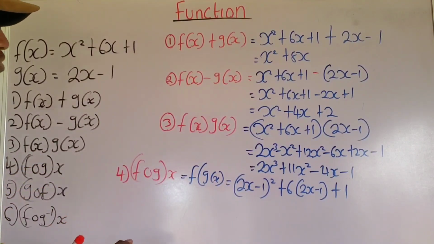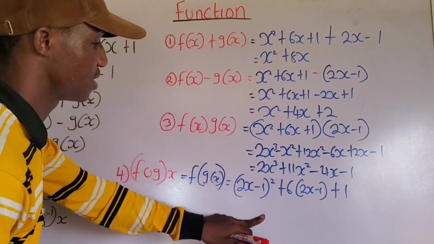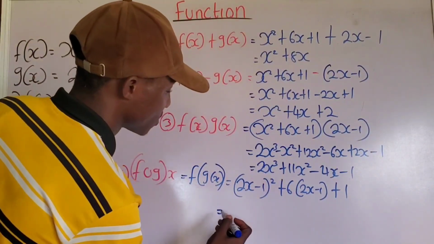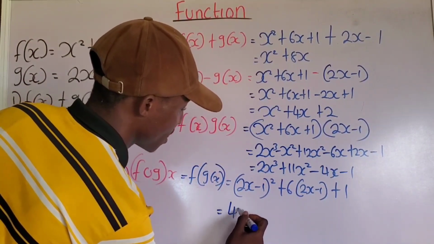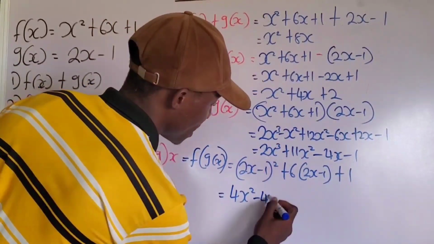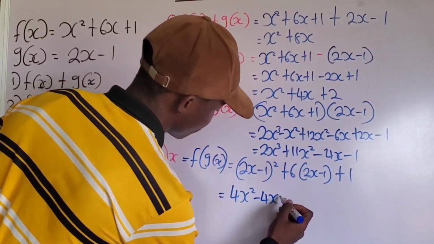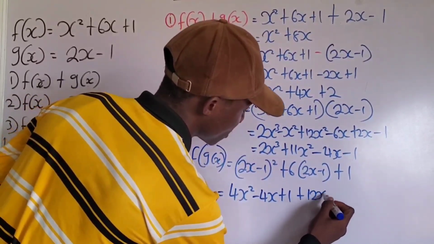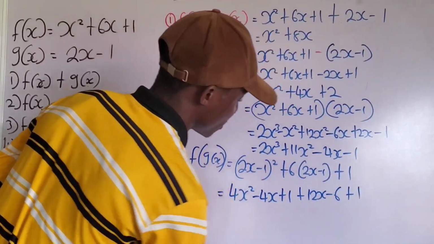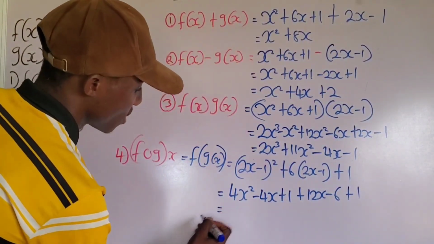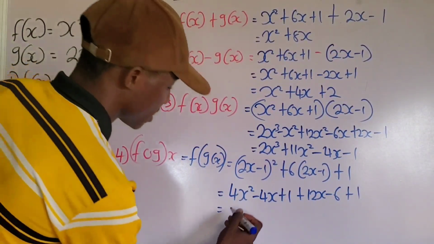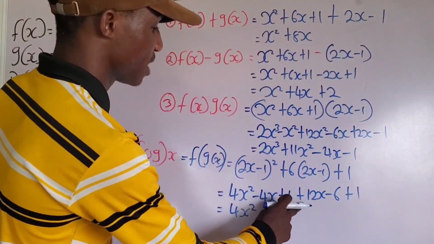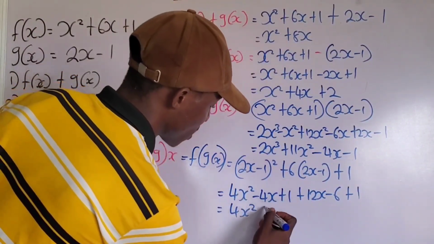Okay, so if you do that, you're going to have something like this. Instead of x, I replace it with 2x minus 1. So if you expand this bracket, you're going to have 4x squared minus 4x plus 1 plus 12x minus 6 plus 1. Okay, so here you're going to have 4x squared, minus 4x plus 12x, that is what? Plus 8x. So I'm going to have plus 8x.